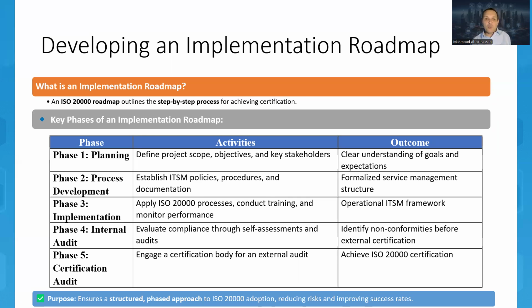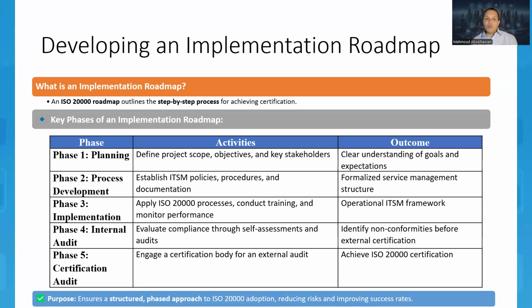Then we will start phase 2, which is process development. In this phase, we will establish the IT service management policies, procedures, and documentation. And the outcome will be a formalized service management structure. Then we go to phase 3, which is implementation. In this phase, we will implement ISO 20000 processes, conduct training, and monitor performance. And the outcome will be an operational IT service management framework.